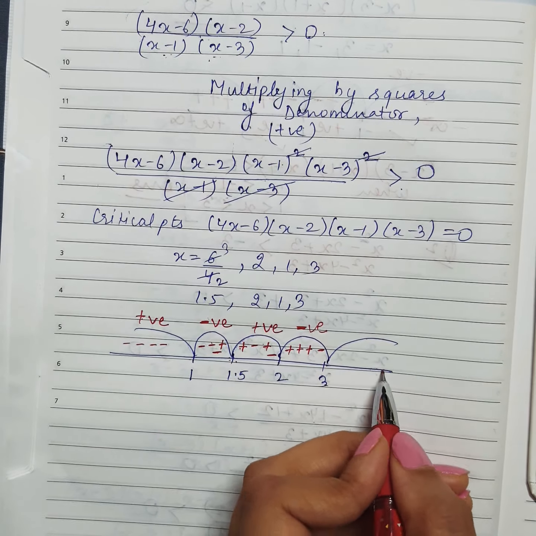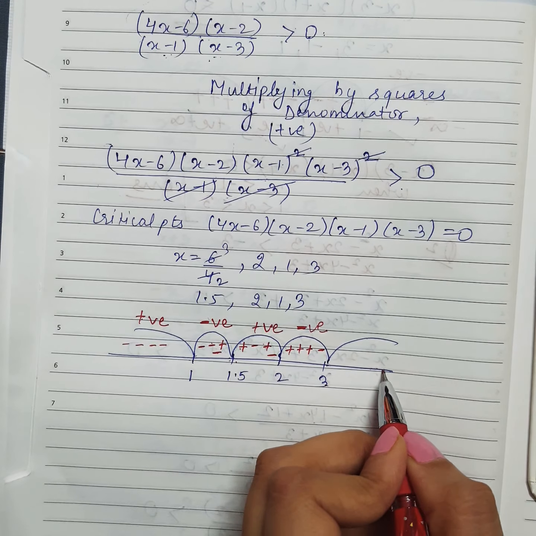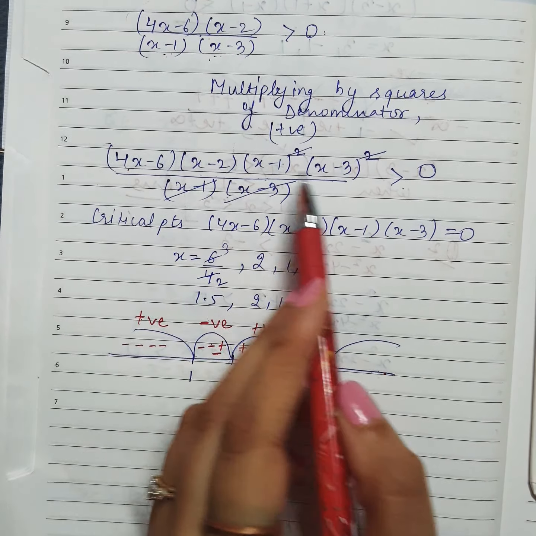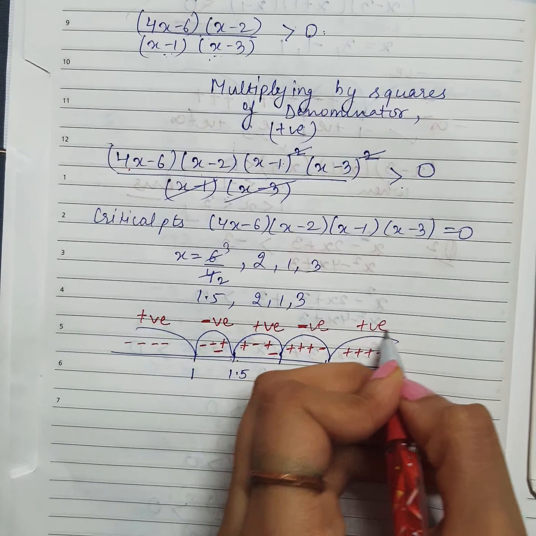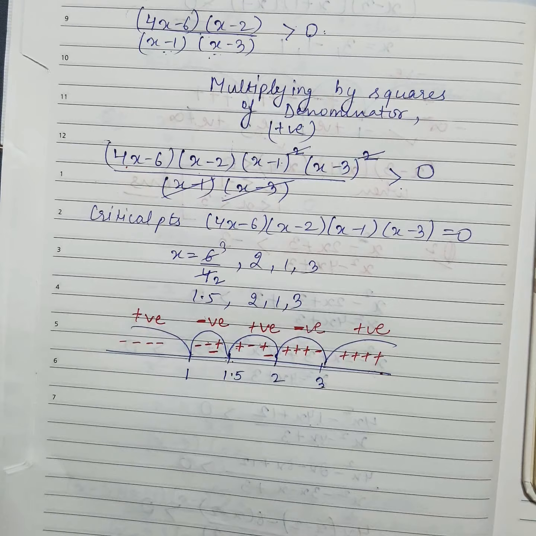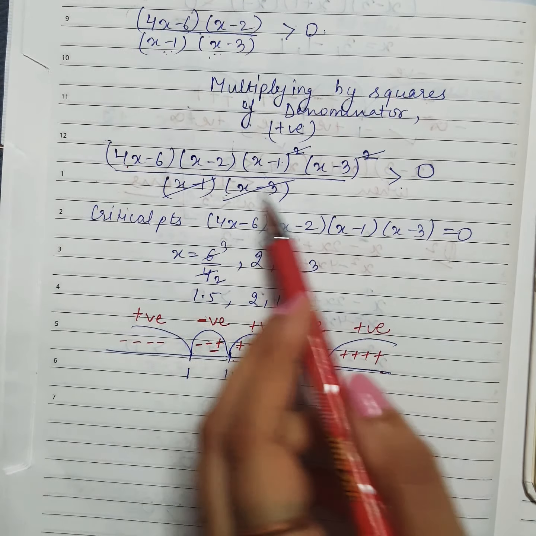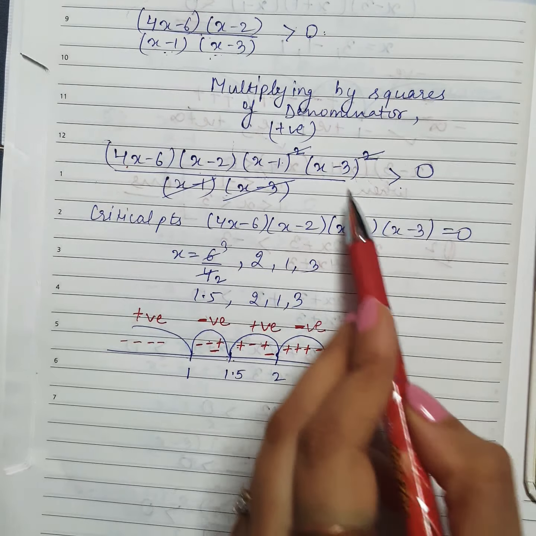After this, let's put a greater number for easy calculation, 10. Substitute 10 everywhere, it will all be positive. So the product will also be positive. What we wanted is the expression to be greater than 0.